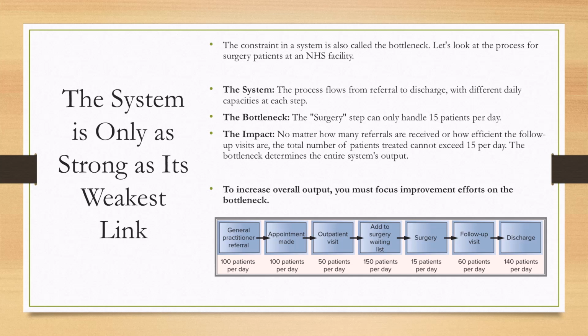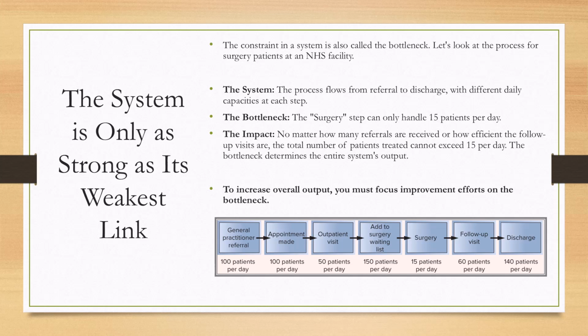To visualize this, let's look at the process for surgery patients at an NHS facility in the UK. As you can see from the diagram, the process flows from a general practitioner referral all the way through to discharge, and each step has a different daily capacity. The clear bottleneck here is the surgery step, which can only handle a maximum of 15 patients per day. This has a profound impact on the entire system.